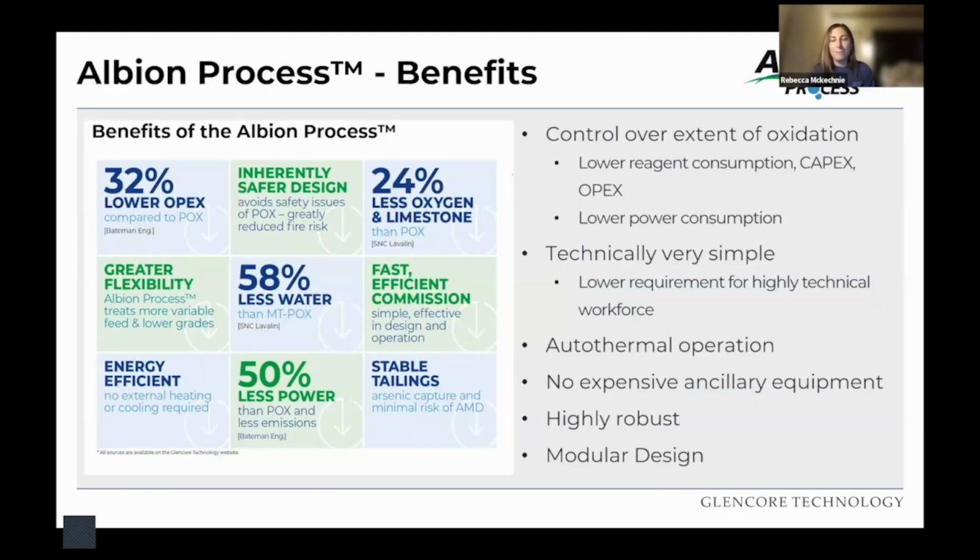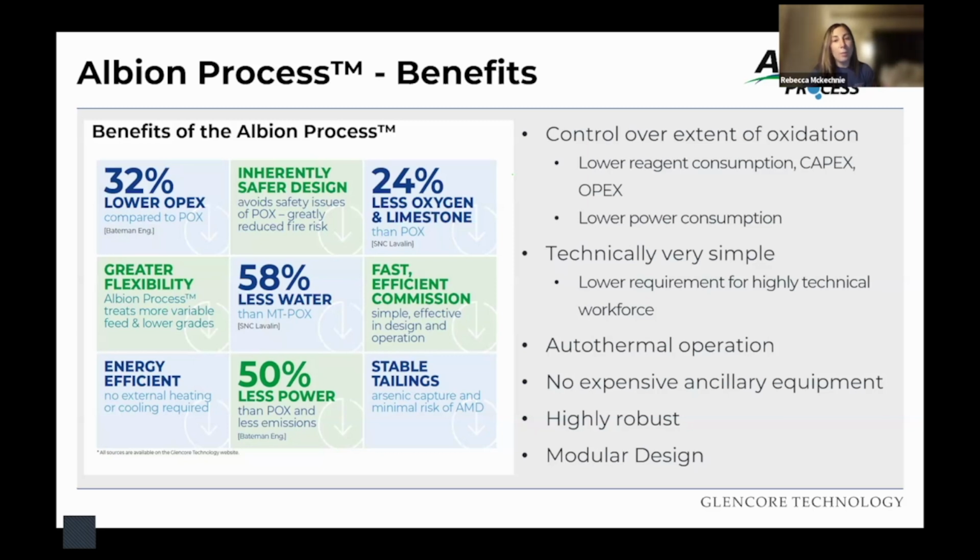So some of the benefits of the Albion process when compared with other hydrometallurgical options: firstly, a lower capex due to the fact that it operates at atmospheric pressures. So high temperature and high pressure systems or expensive ancillary equipment aren't required to support this process. And it also results in inherently safer design.